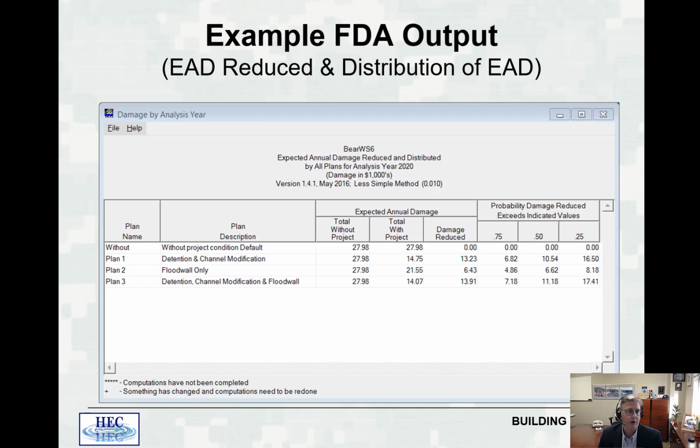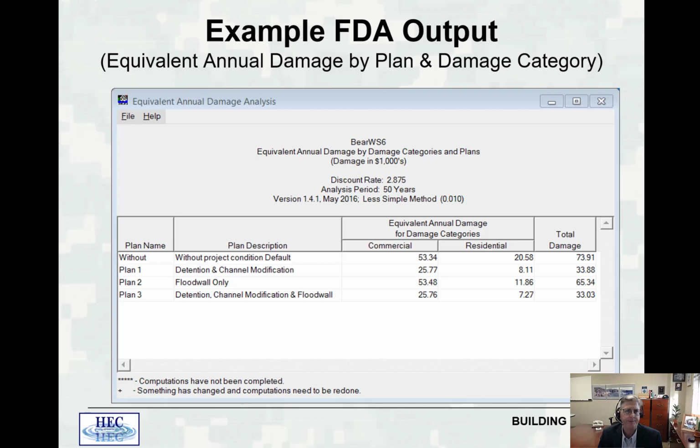So you know you're doing a risk analysis because you see that distribution about your expected annual damages. So the same four plans or alternatives, and there's your expected annual damages without project, with project, the damages reduced, and the probability of damages reduced exceeding certain indices, 75%, 50%, and 25%. So like I said, it's not necessarily to get hung up on this particular report, but just to show you that FDA gives you lots of options on how to display the information.